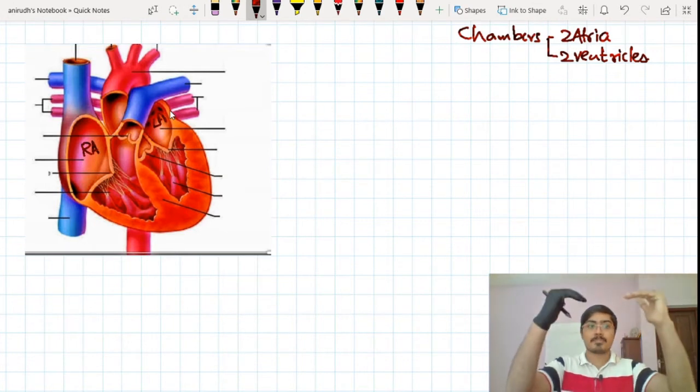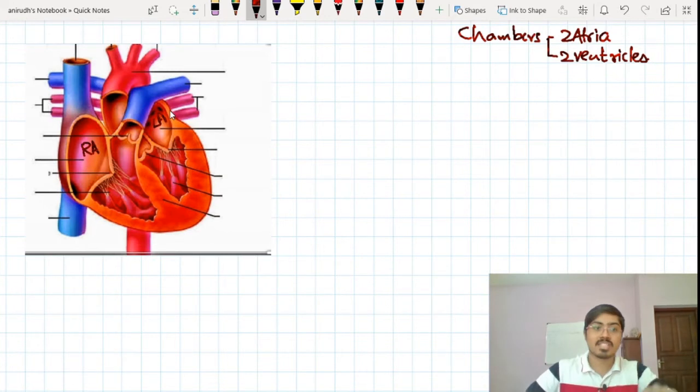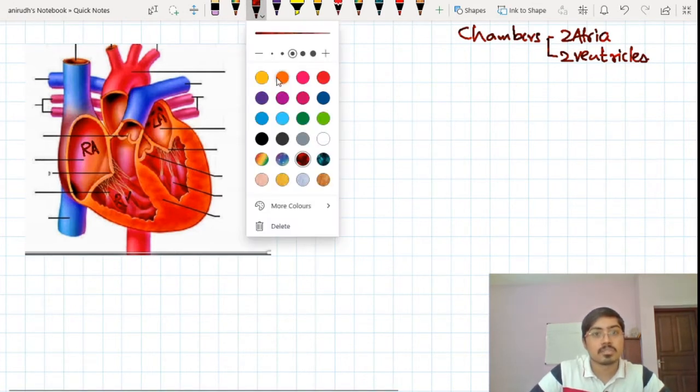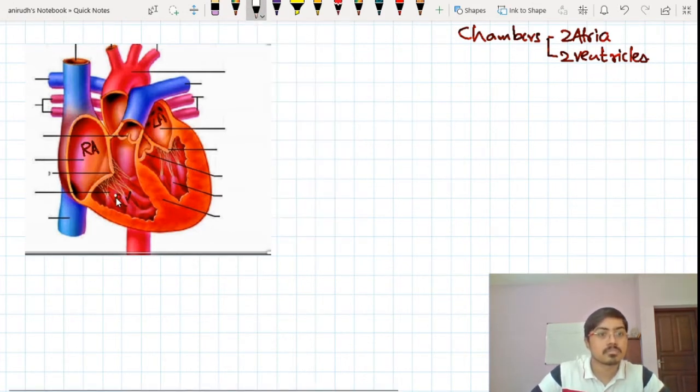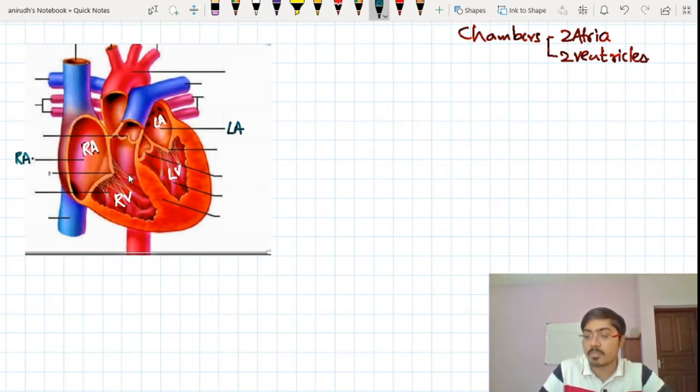Whatever lies up is the atrium, and one atrium is present on each side. So this is my right atrium, this is my left atrium, then this is my right ventricle, and this is my left ventricle. I can write it outside as well, so that is better. This is my left atrium, this is my right atrium. These are the first things that we are supposed to know.